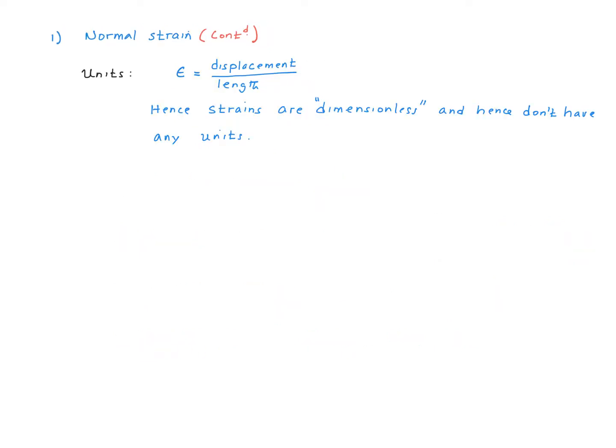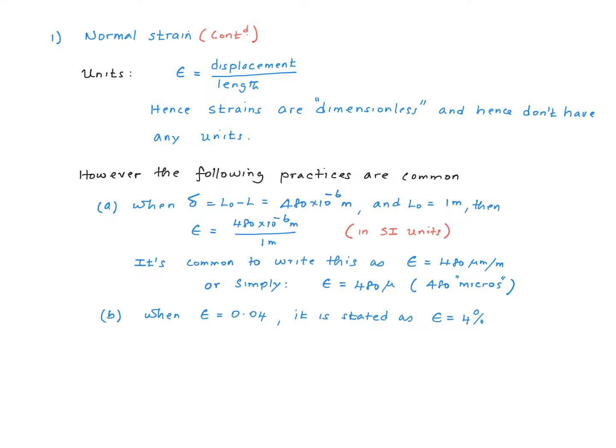Now let's talk about the units of normal strain. Normal strain epsilon is displacement over length. Since each of the two quantities we have here, the displacement and the length, have the same dimensions, strain does not have a dimension. In other words, strain is a dimensionless quantity. There are always exceptions to most things. Here I listed two common practices when it comes to expressing strains.